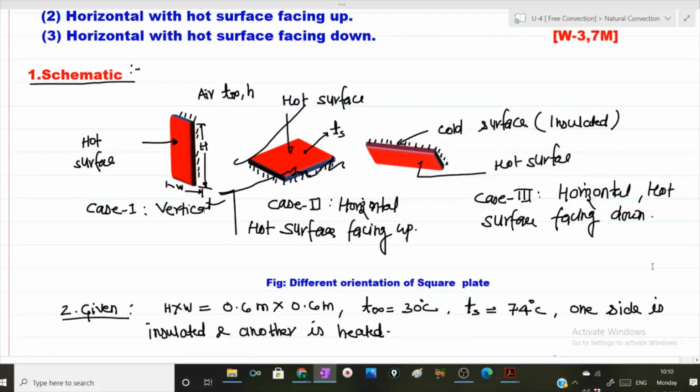So as you can see in this problem, there is a square plate, one end of which is the hot surface at temperature Ts and another end is insulated. The end shown by the dotted line is the insulated end. So in case 1, the square shaped plate, one end heated, another end insulated, is placed vertical. You are supposed to calculate the heat transfer rate. Let's say that it is Q1.